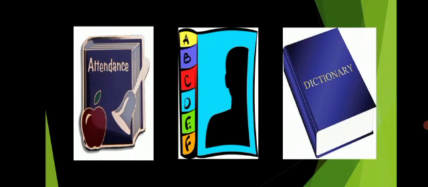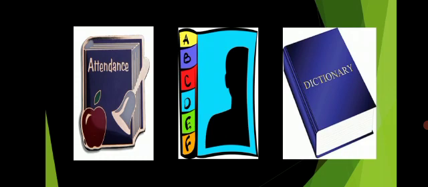The next example we can take is the dictionary. A dictionary is also a perfect example of alphabetical order. If you want to find any word in a dictionary, you will find it in alphabetical order. So kids, that's all about alphabetical order.